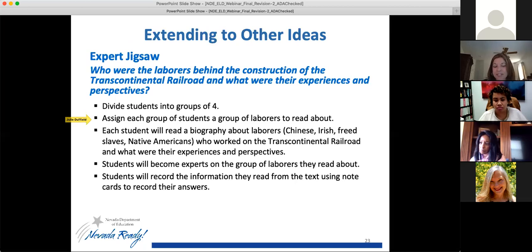They've learned all this information about this topic. So in regards to this activity, again, you would divide students into groups of 4, and assign each group a group of laborers to read about. Each student will read a biography about laborers, the Chinese, the Irish, the freed slaves, Native Americans who worked on the Transcontinental Railroad, and what were their experiences and perspectives. We also have shop owners, and there are so many different diverse perspectives with this unit. Students can learn and read about all of them and become real solid experts on the group of laborers that they read about. Students will then record the information they read from the text using note cards to record their answers. That piece where they are physically taking down the notes and recording their ideas from the text is really important, as well as developing their language and their discourse with all of the information that they are learning.